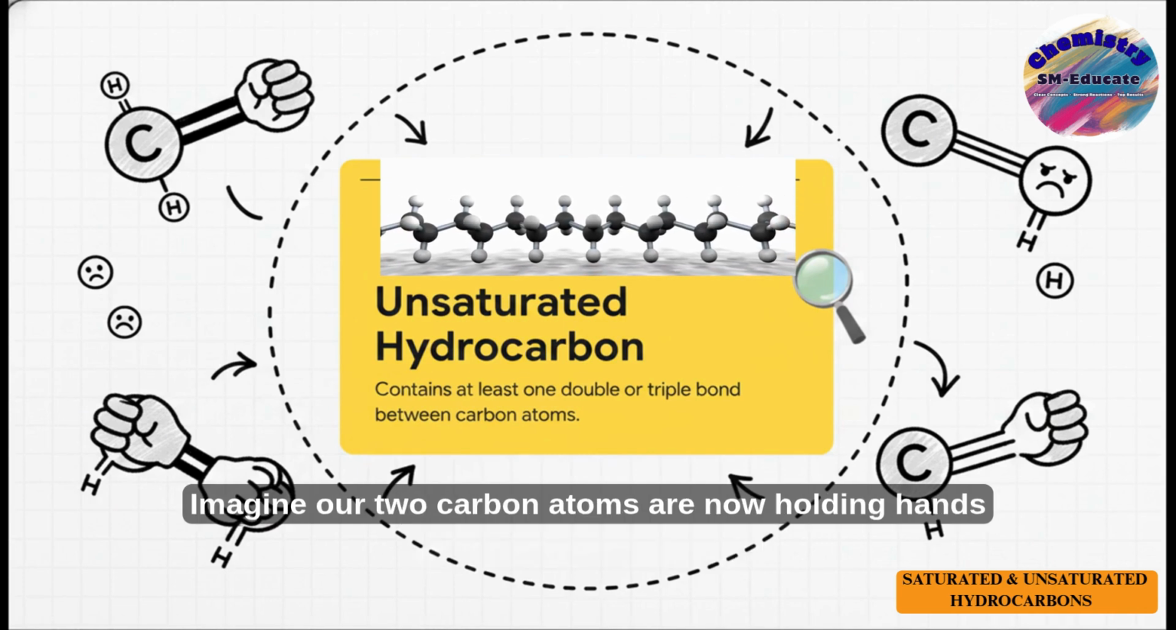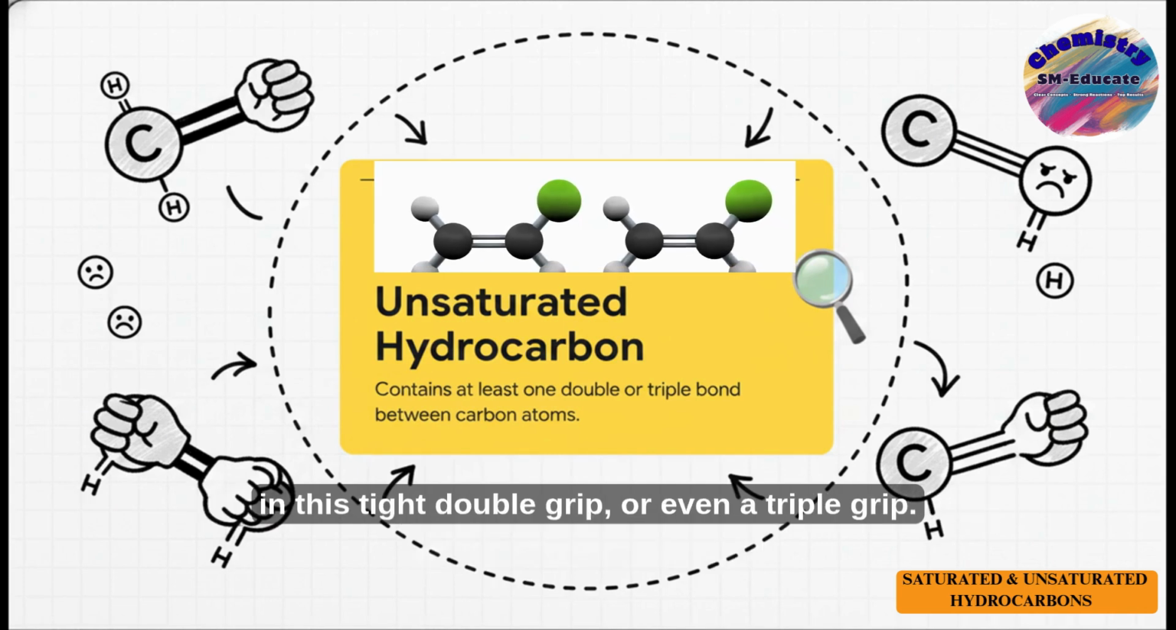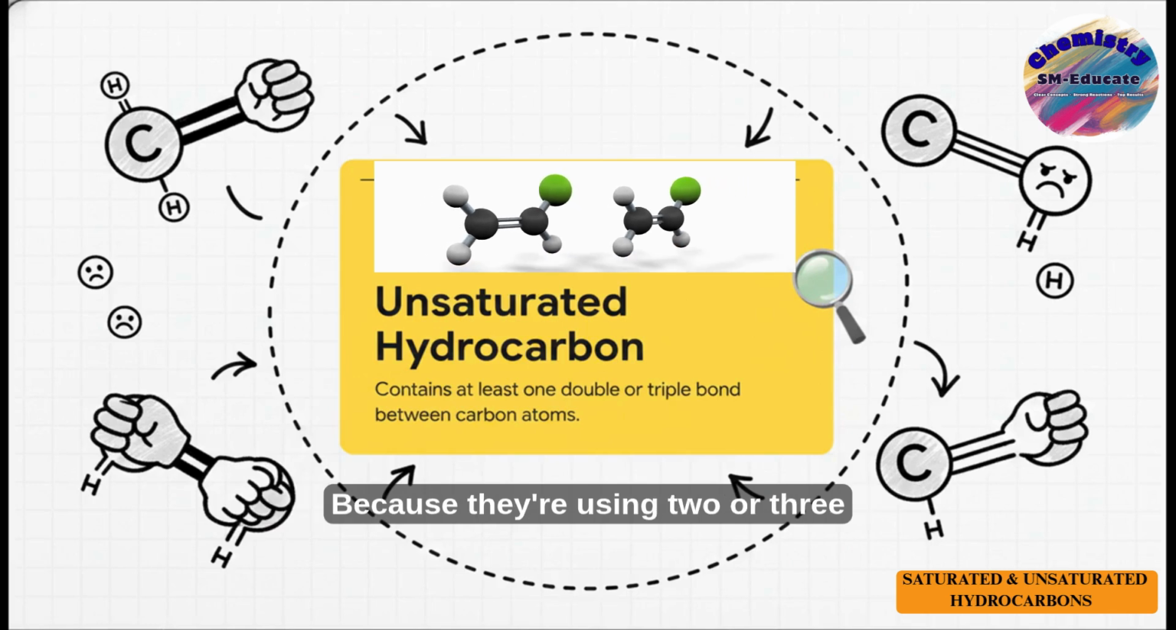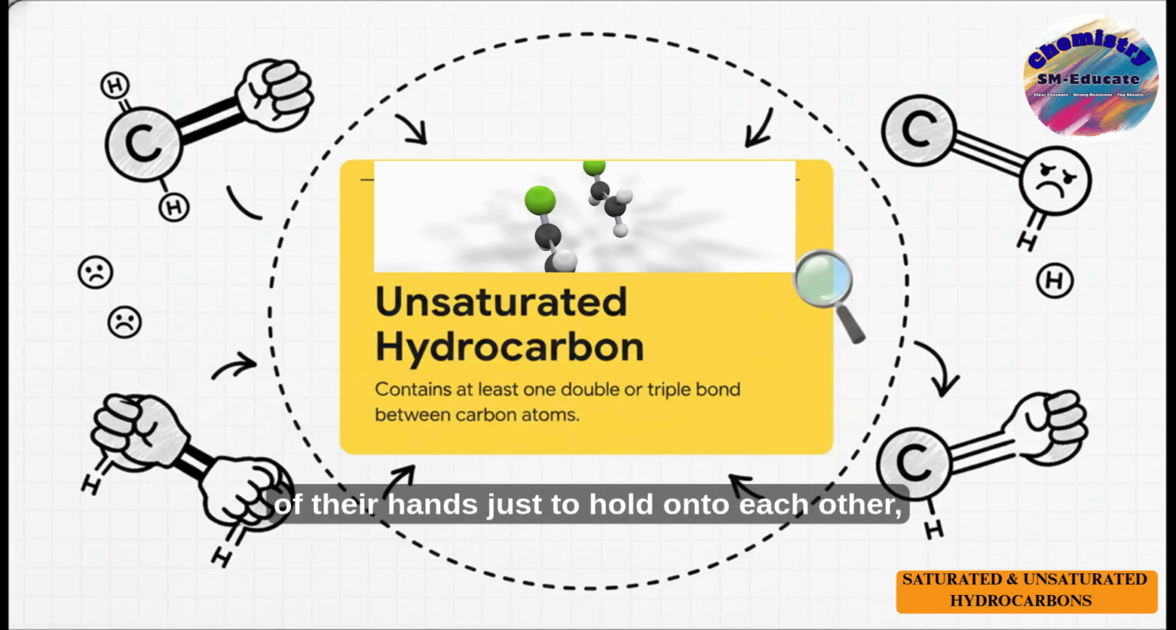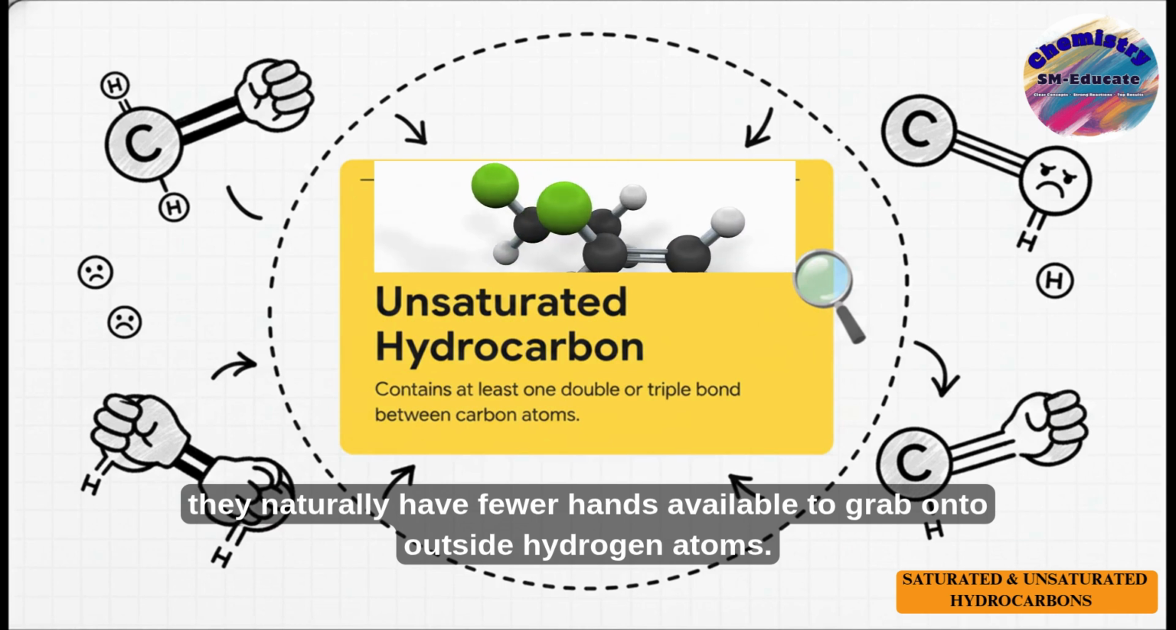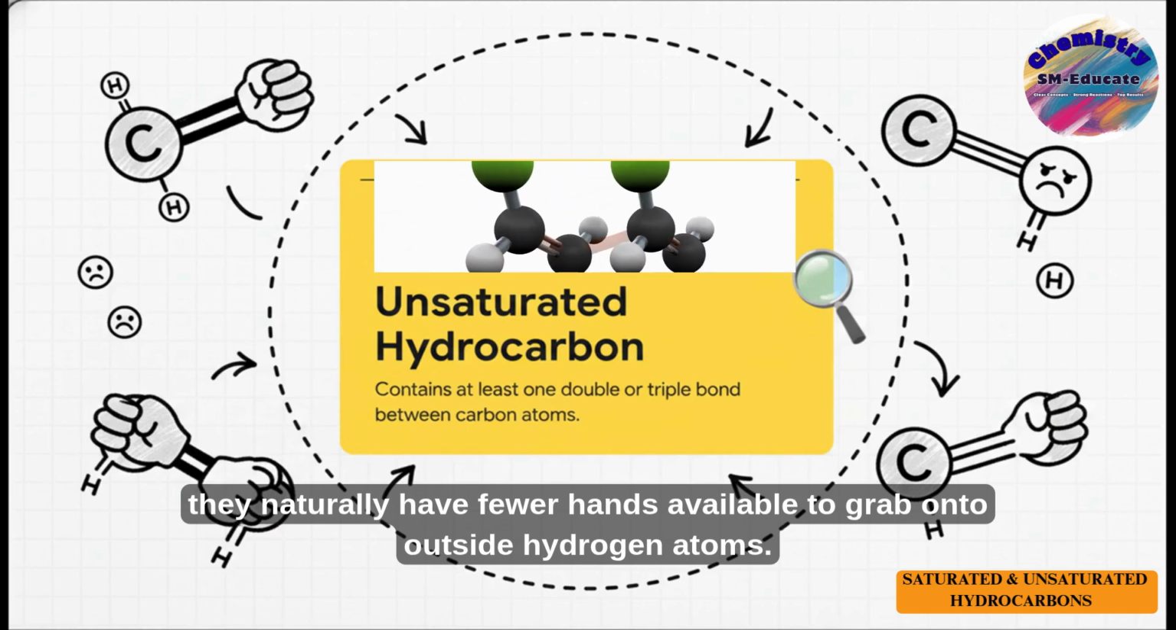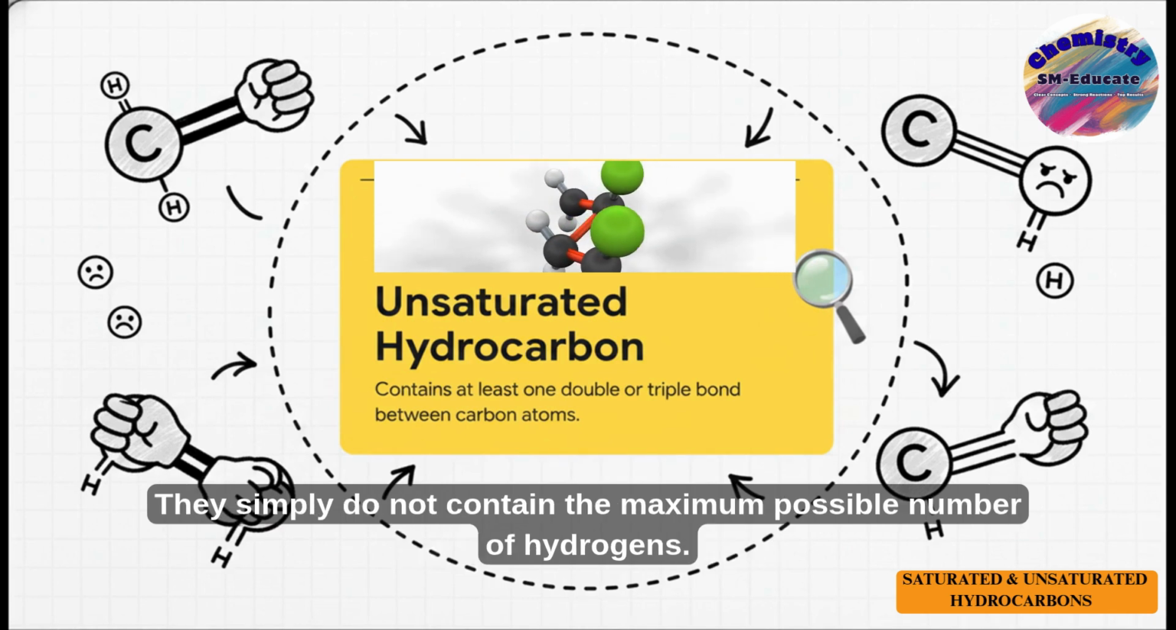Imagine our 2 carbon atoms are now holding hands in this tight double grip, or even a triple grip. Because they're using 2 or 3 of their hands just to hold on to each other, they naturally have fewer hands available to grab onto outside hydrogen atoms. They simply do not contain the maximum possible number of hydrogens.